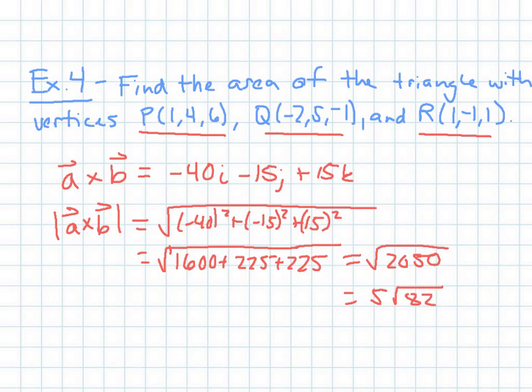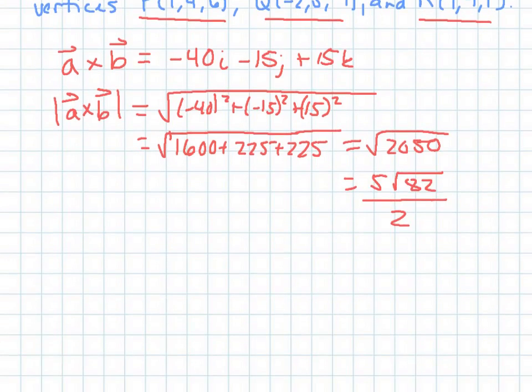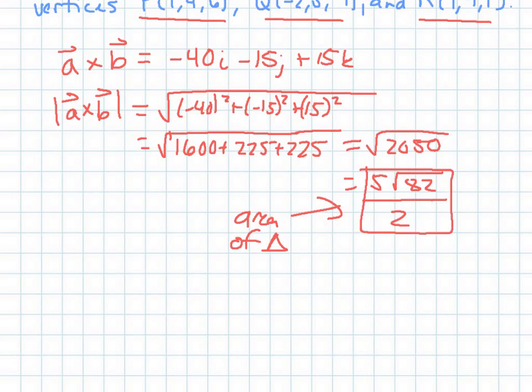That was what the formula said, but we said note, half of the area of the parallelogram is the area of the triangle. So if I take half of this, that gives me the area of my triangle. Okay, so then 5 times square root of 82 divided by 2 is the area of your triangle for these 3 points. Okay, have fun.